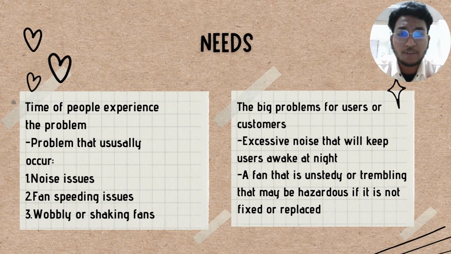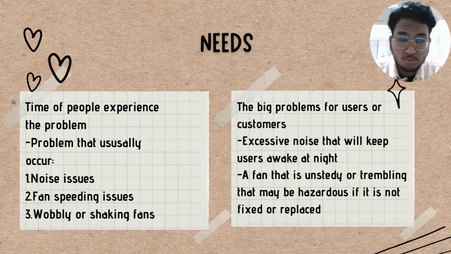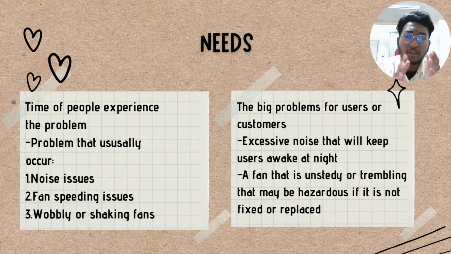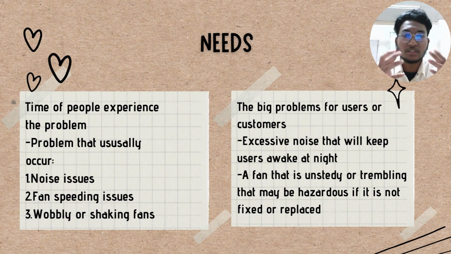And the next one is a fan that is unsteady or trembling that may be hazardous if it is not fixed or replaced. For example, if the fan is put on a high place, such as a table, and the fan shakes too much, it might even fall off the table and crash onto the user's face when they are sleeping, resulting in unwanted injuries. That is one of the biggest problems of the fans.